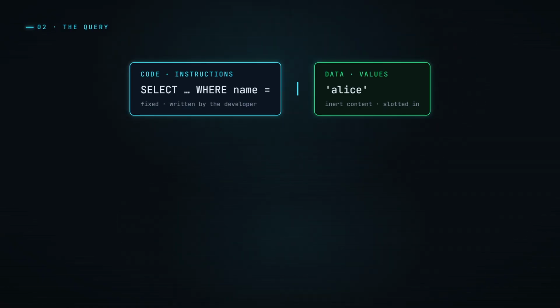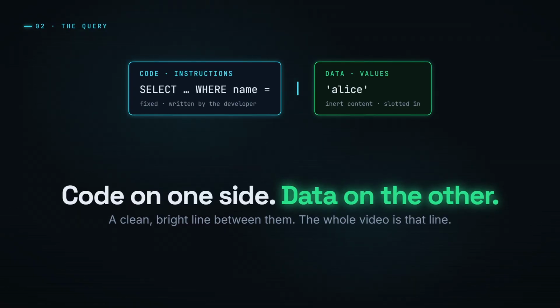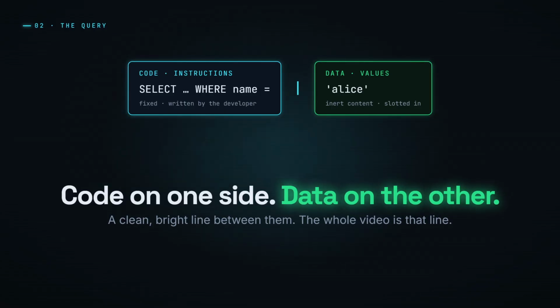In a healthy system, those two are kept strictly apart. The instructions are fixed and written by the developer. The values are just inert content that gets slotted into place. Code on one side, data on the other. A clean, bright line between them. Hold that line in your mind, because the entire vulnerability is the story of that line being erased.